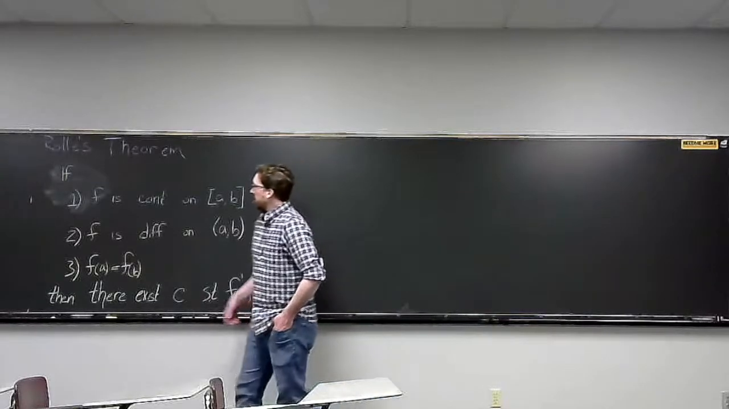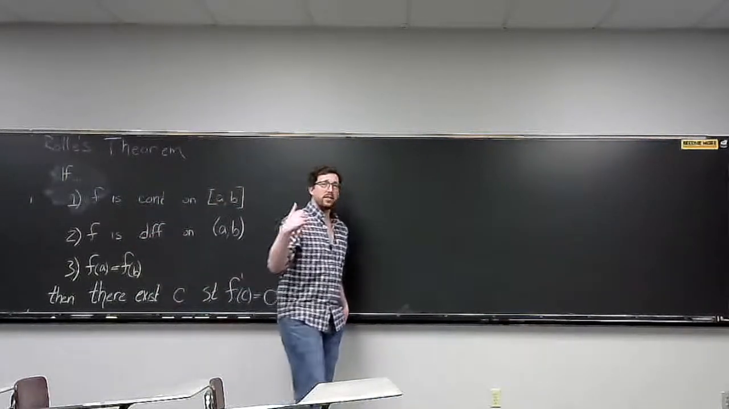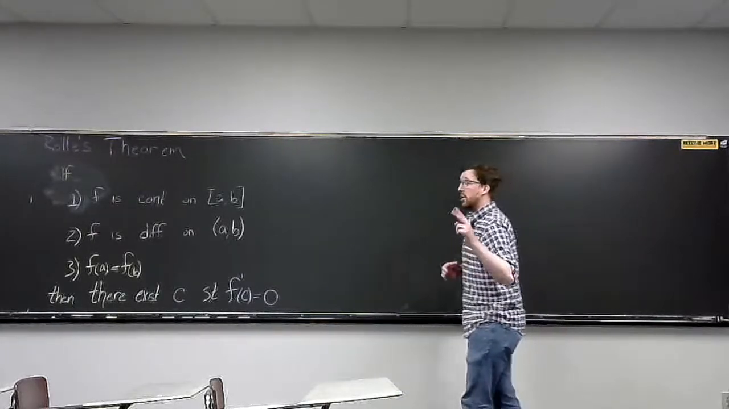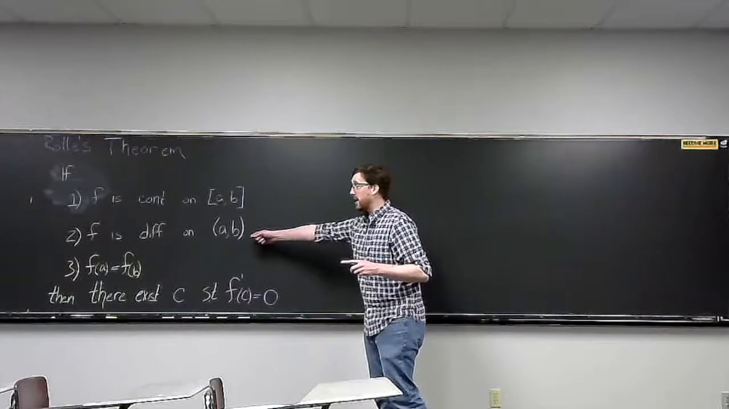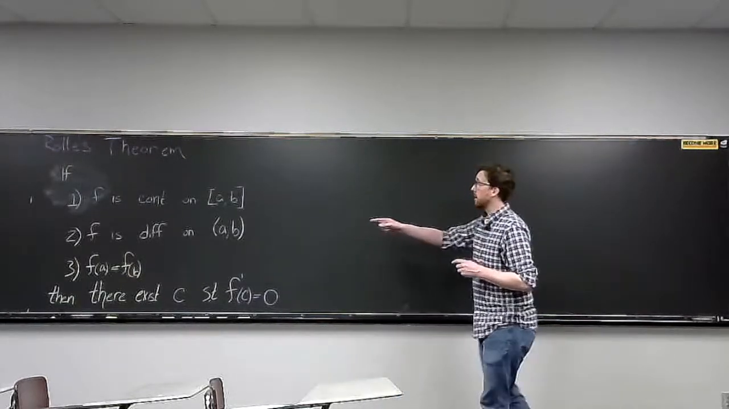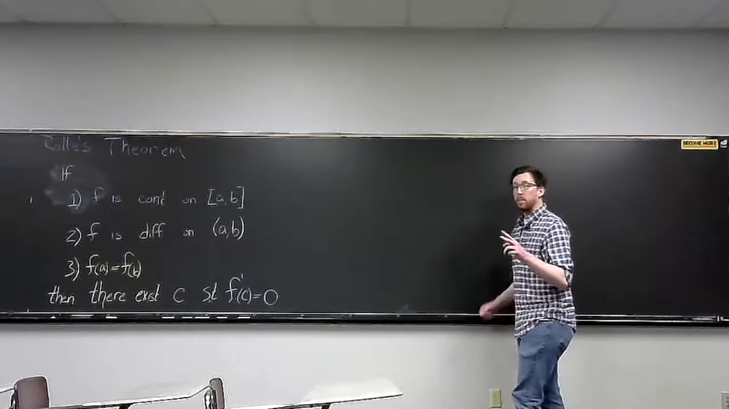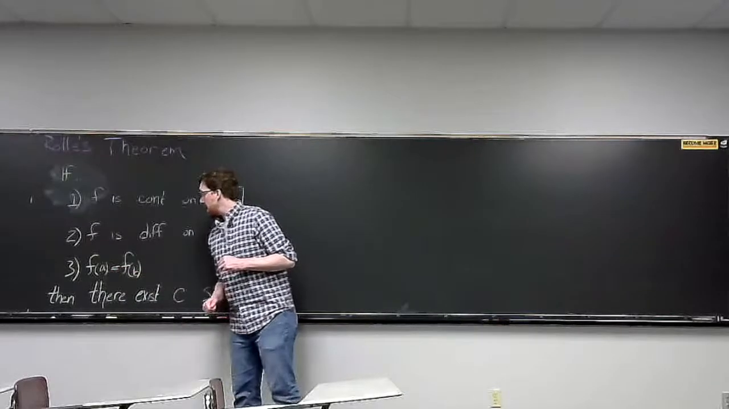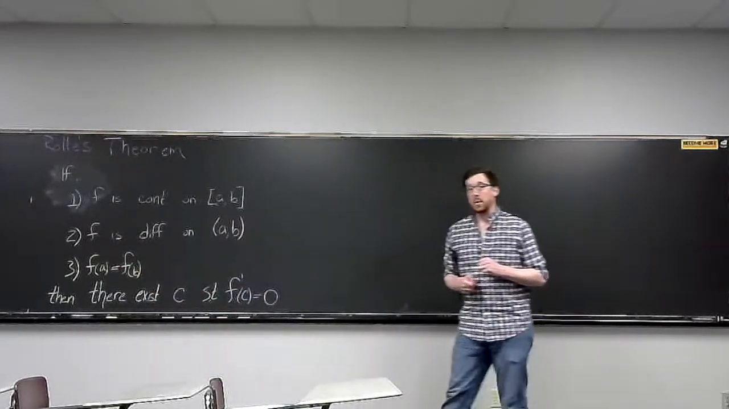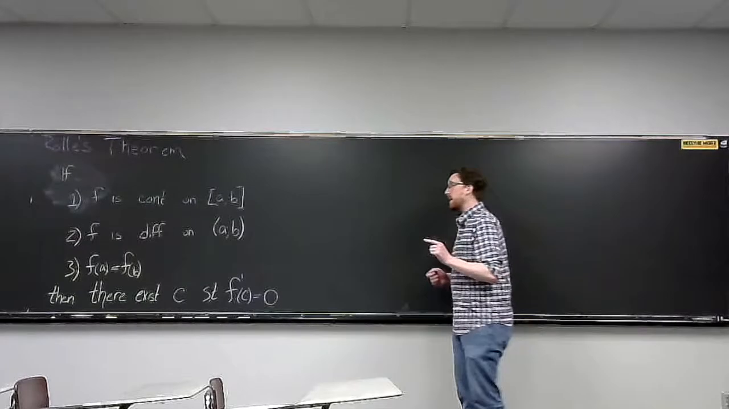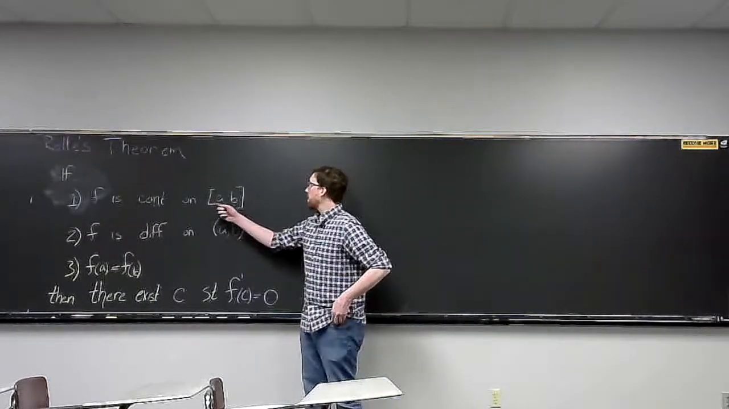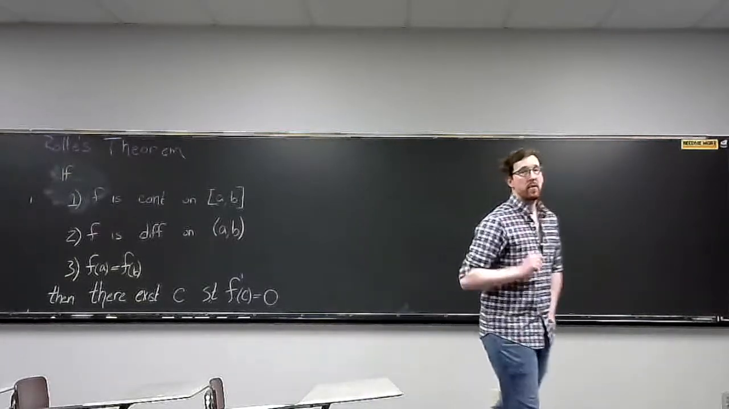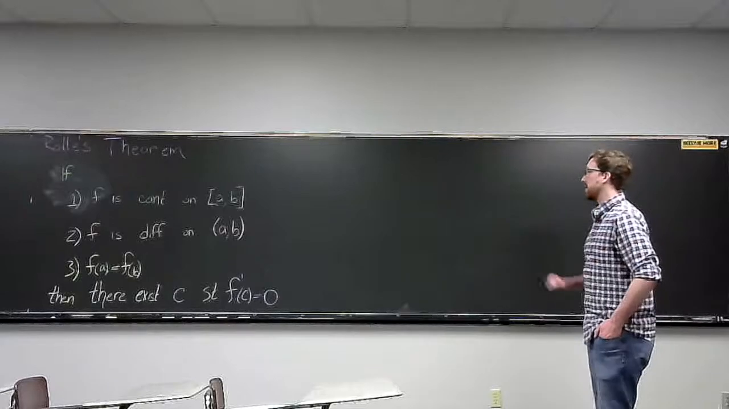What Rolle's theorem is telling us is if we have a function that is continuous on a closed interval from a to b, the function is differentiable on an open interval from a to b, and if this third condition holds, that f at a is equal to f at b, then there exists a c somewhere inside of this interval from a to b such that the derivative of your function at that c is equal to 0.